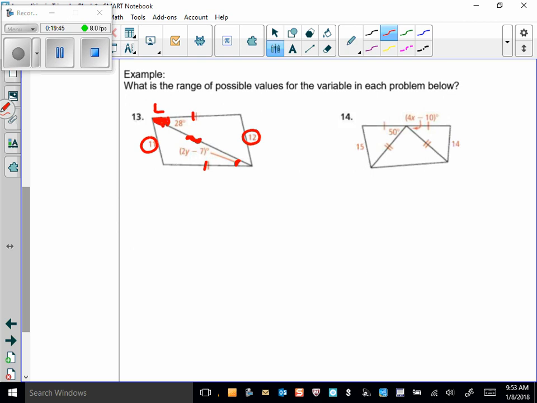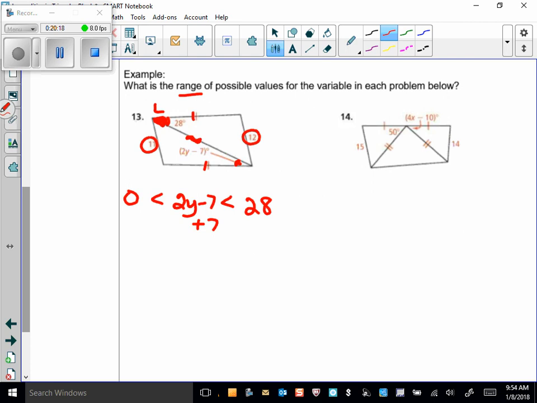Okay, we know that this angle that I've got highlighted here is larger than the one that's 2y minus 7. So what I'm going to say is 2y minus 7 is less than 28, right? Isn't that what we just said? 2y minus 7 is less than 28. But I need a range. That's not going to give me a range. That's going to give me a number. So what I know is that this angle here, 2y minus 7, it's got to be greater than 0. So you got to have that greater than 0 on the left side.